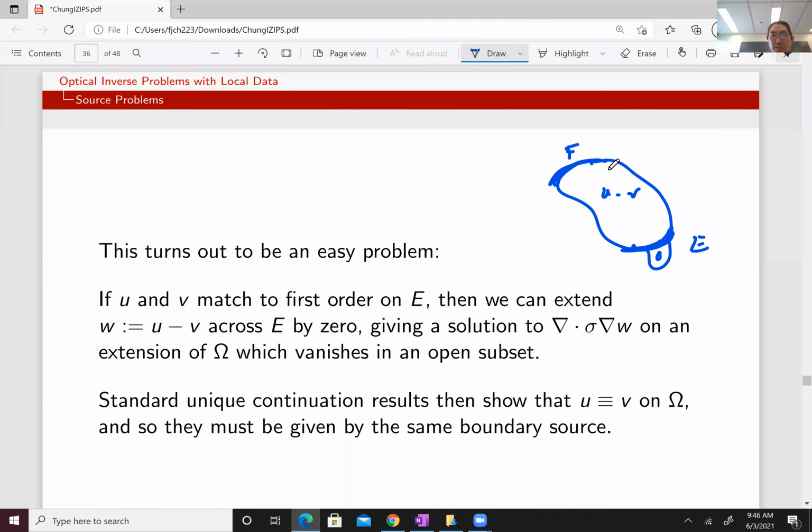And so the nice thing about this result is it's true no matter how crazily non-convex this domain omega is, right? So if you have some sort of domain with a bunch of corners here, this result still holds, right? So if you have F over here and E over here, it's still true that the measurement at E determines what's happening at F.